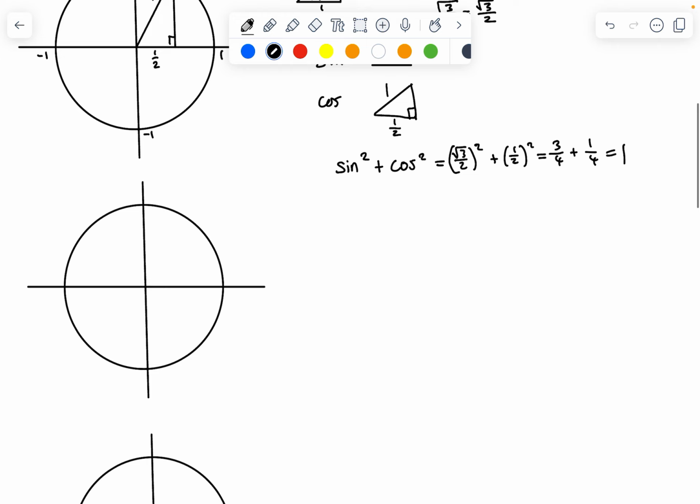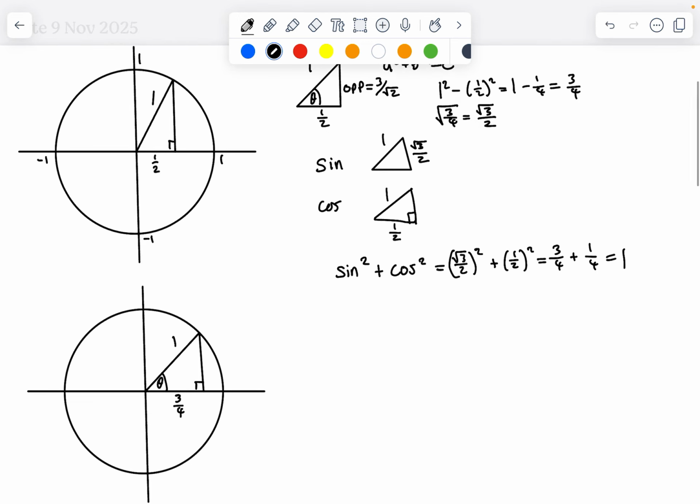Okay, if we take another example, if I draw a right angle triangle where my length is 3/4, in my unit circle again. Again, remember, this is a right angle triangle. In the same way, if I take my triangle and I work out the opposite side, I've got 1, I've got 3/4.